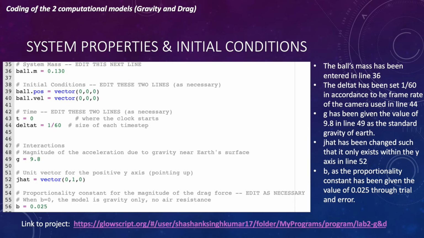The following is the code for the second computational model, which includes gravity and drag. System properties and initial conditions: the only change with regards to the previous code for only gravity is that there is a B over here, as the proportionality constant, given the value of 0.025 through trial and error.